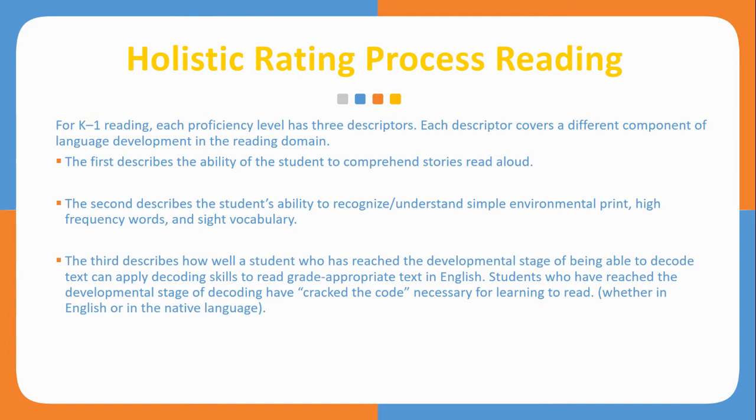For K-1 reading, each proficiency level has 3 descriptors. Each descriptor covers a different component of language development in the reading domain. The first describes the ability of the student to comprehend stories read aloud. The second describes the student's ability to recognize or understand simple environmental print, high-frequency words, and sight vocabulary. The third describes how well a student who has reached the developmental stage of being able to decode text can apply decoding skills to read grade-appropriate text in English.